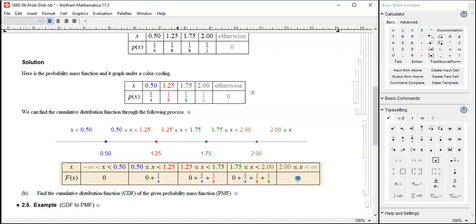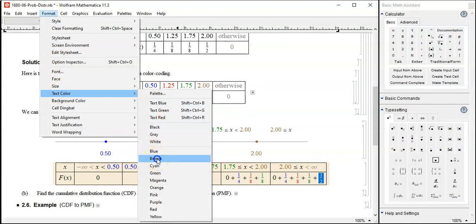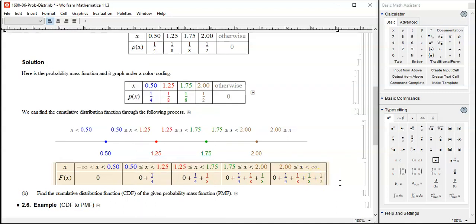Now finally over here, all four masses are here, so I have to add up all the probabilities. 0 plus 1/4 plus 1/8 plus another 1/8 plus 1/2. And if you calculate everything right, you're going to end up with 1. So that's a cumulative distribution function.